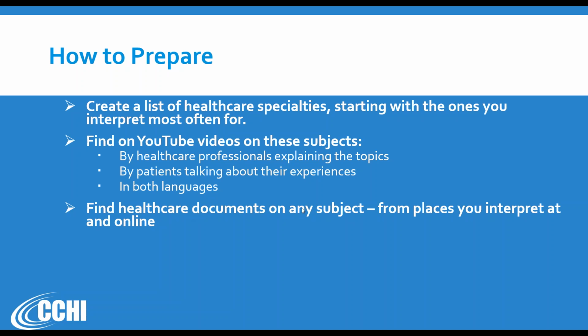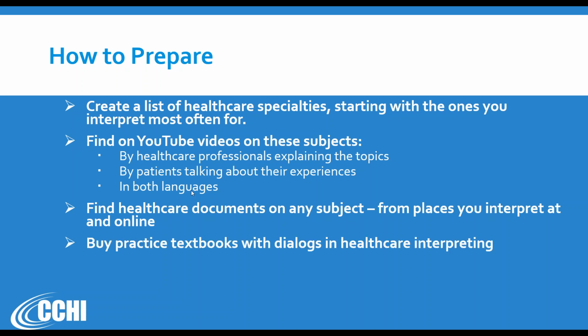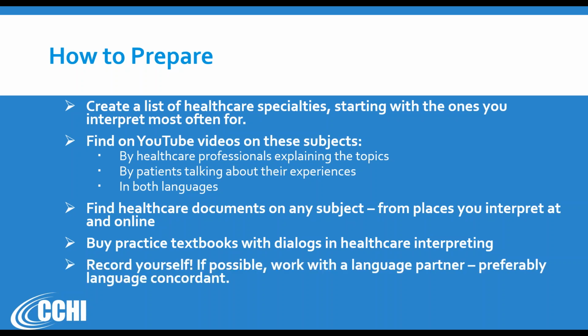If you don't go to many different specialties, then search online. When you identify the specialty, and it's not about 12, then watch at least one video and read at least one document. This way you don't have to look up in the dictionary that much. You will have it in a more natural format. If you're very textbook oriented, buy textbooks with dialogues in healthcare interpreting. I don't know that there are that many. I think there are 3 or 4 around, but they are very helpful. They give you the model interpretations.